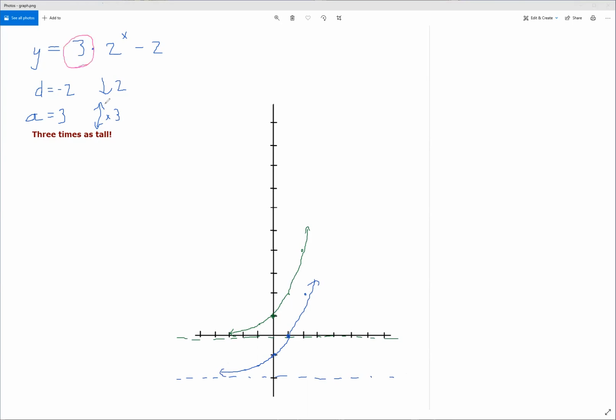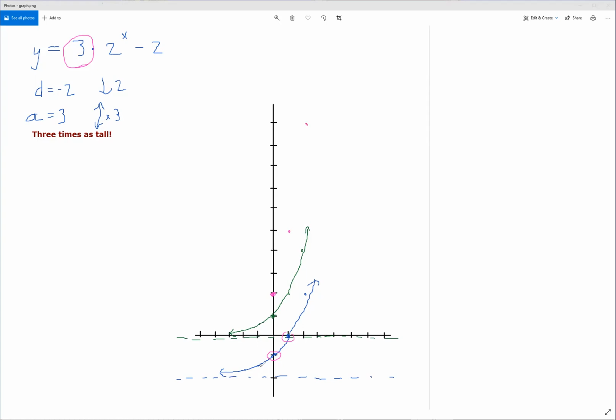So in order to deal with this vertical stretch, which I'm going to do in pink, what we have to think of is everything is going to be 3 times as far off the line. So whereas this point right here is 1 off the line, it's now going to be 3 off the line. This point was 2 off the line, so now it's going to be 6 off the line. This was 4 off the line, so now it's going to be 1, 2, 3, 4, 5, 6, 7, 8, 9, 10, 11, 12. Oh, just made it. 12 off the line.